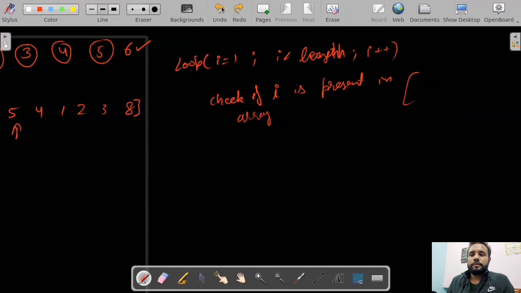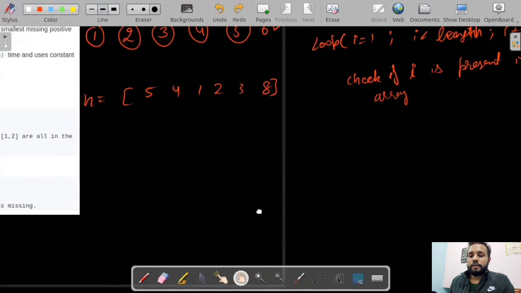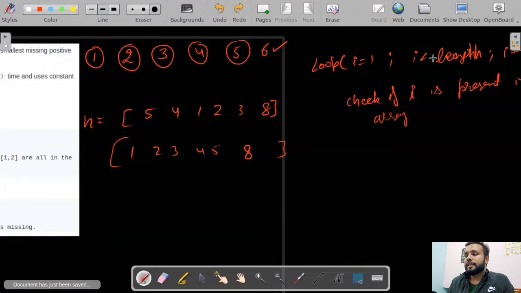So first let me explain why I used this length here. As I mentioned earlier, if we write this array in sorted order, the array will be 1 2 3 5 and 8. So why am I checking that I is less than or equal to length?